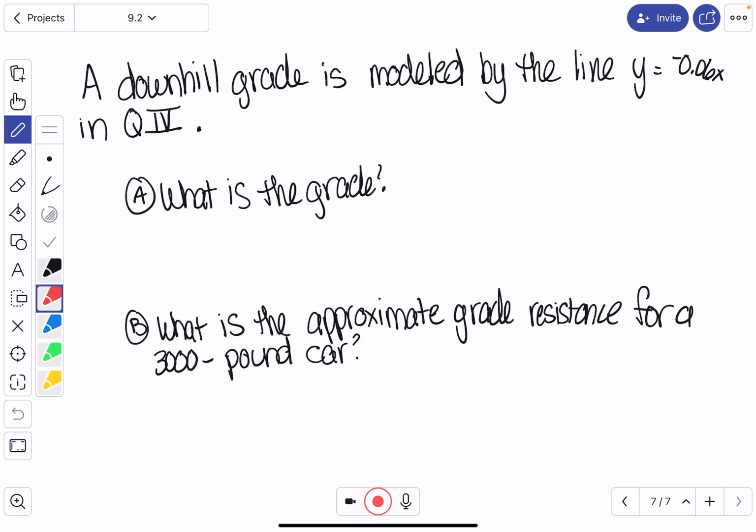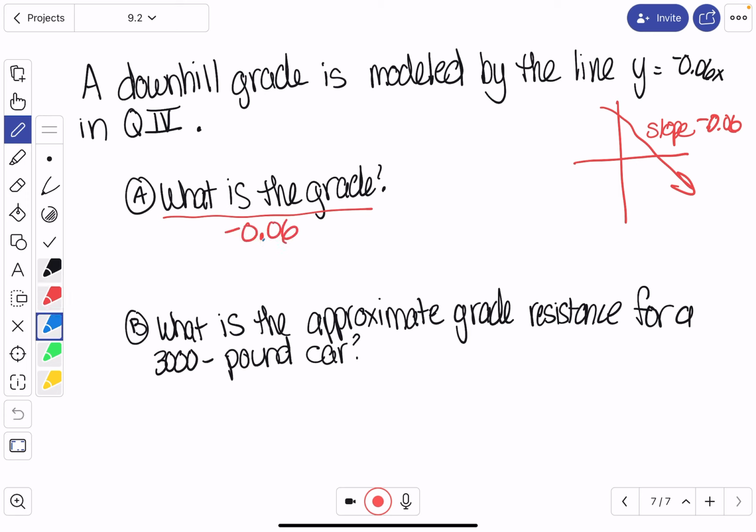So let's try a problem. A downhill grade is modeled by the line y equals negative 0.06x. So you know you've got a down line with a slope of negative 0.06. So if they ask you what is the grade, we have to turn negative 0.06 into a percent. Move the decimal point twice, you get negative 6%. The negative tells you it's downhill. If it was positive, it'd be uphill.